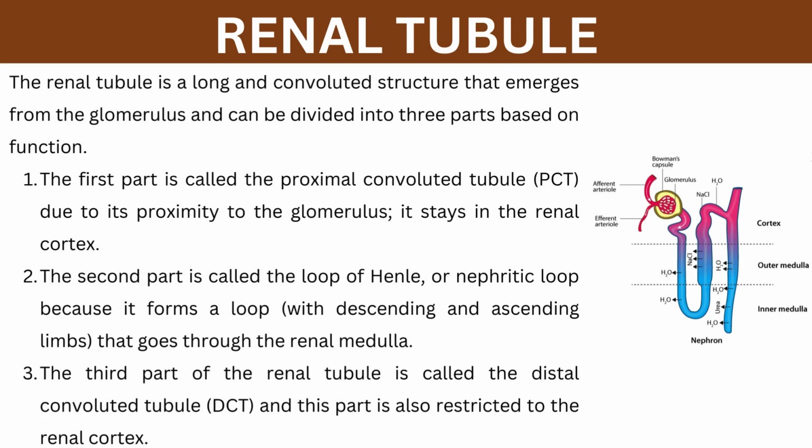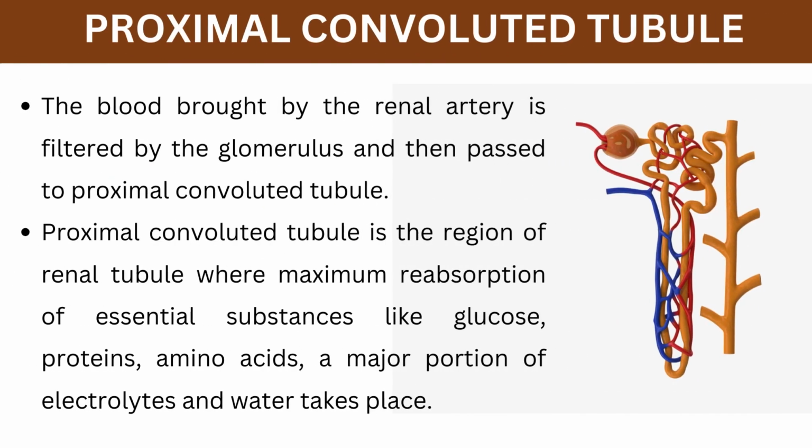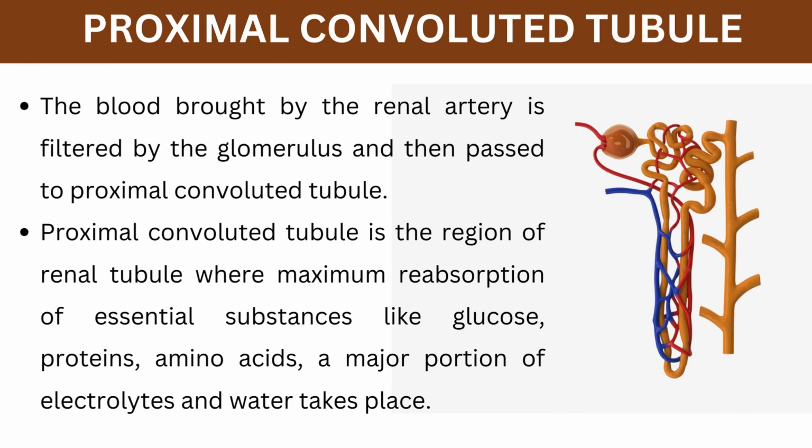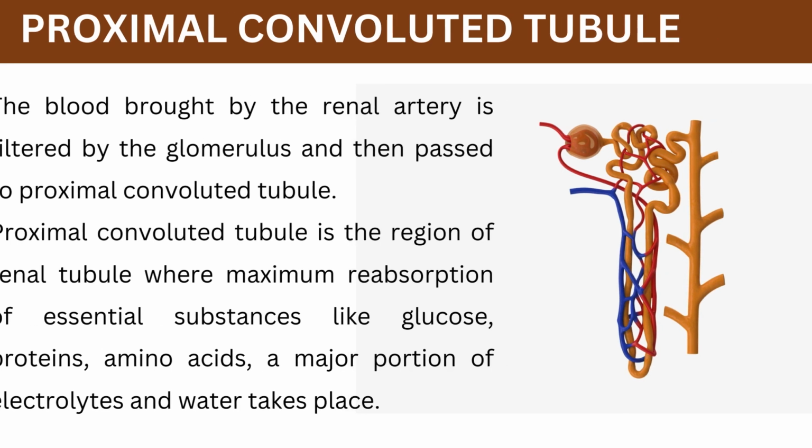The blood brought by the renal artery is filtered by the glomerulus and then passed to the proximal convoluted tubule. Proximal convoluted tubule is the region of renal tubule where maximum reabsorption of essential substances like glucose, proteins, amino acids, a major portion of electrolytes and water takes place.